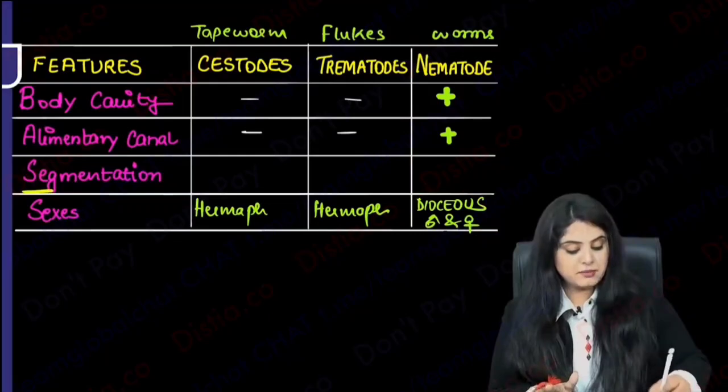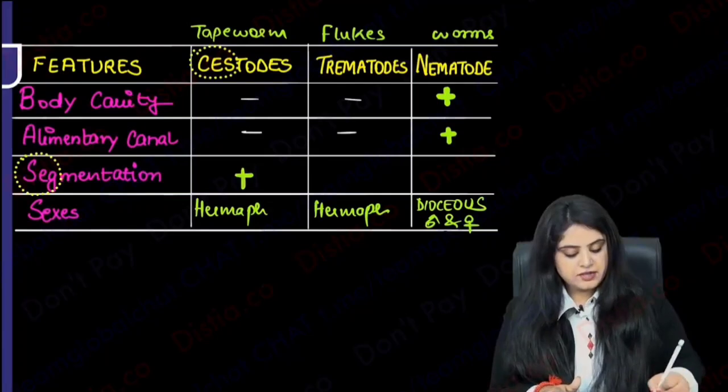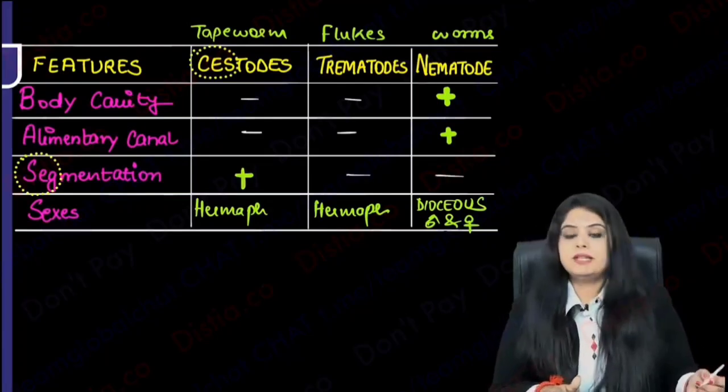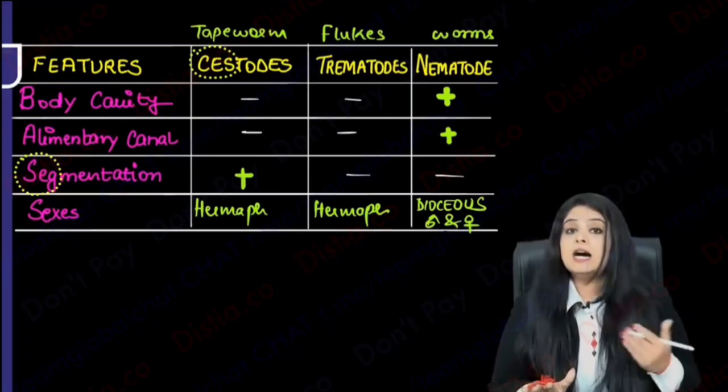But who has the segmentation? Please note, the cestodes are the only ones which are going to be segmented. Rest all of them are non-segmented. So is your basic table okay with everyone, so that I can now move on to other definitions?